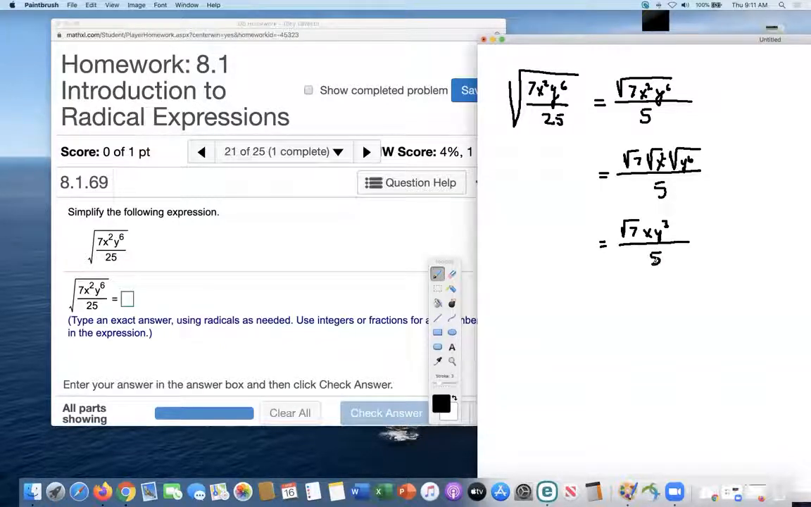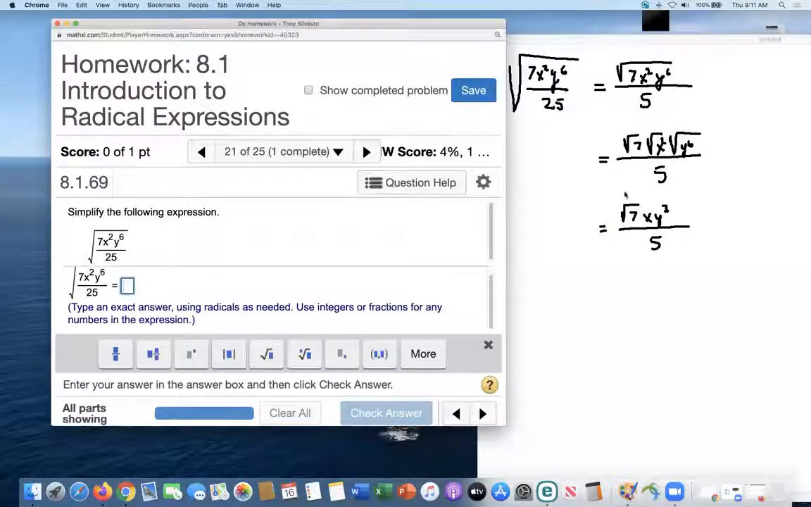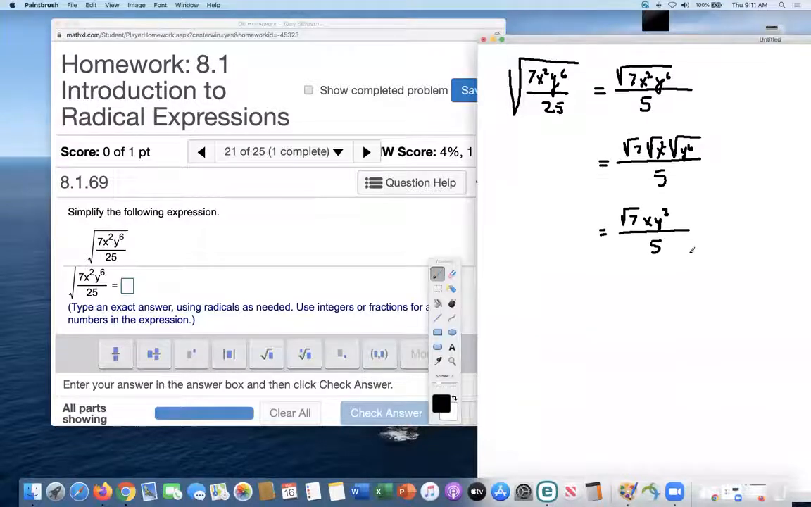There's your answer. Now, I'm going to enter. If I enter, I think the computer will take it the way I wrote it over here. It will take it.